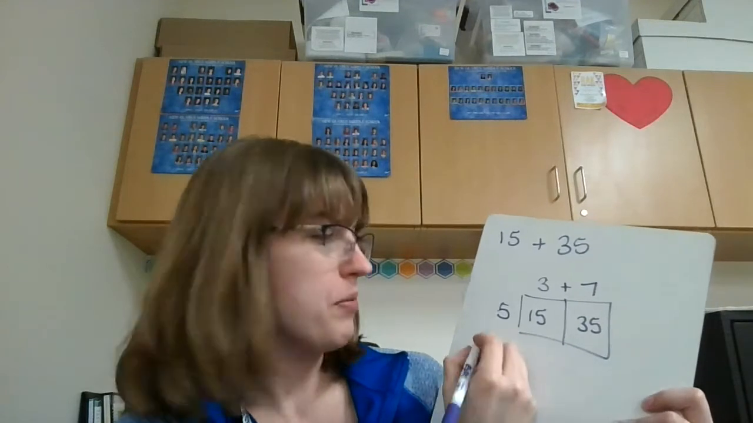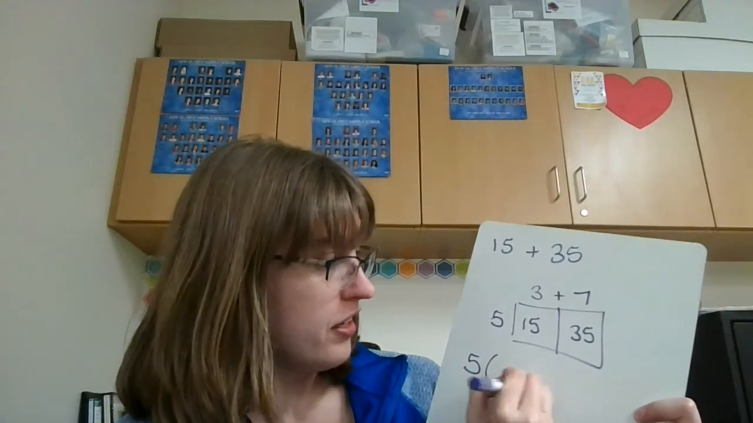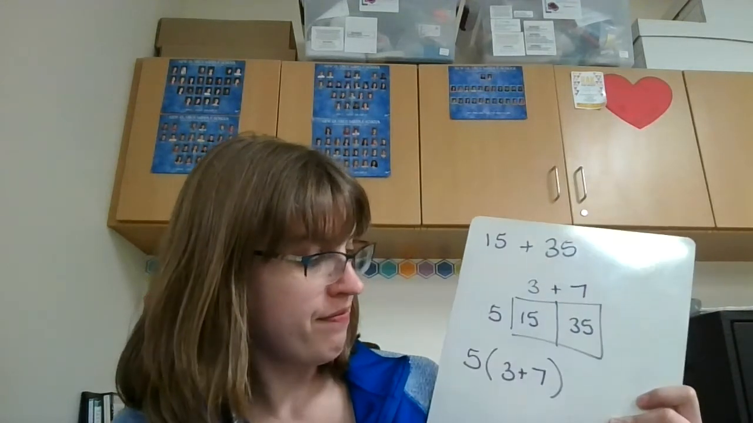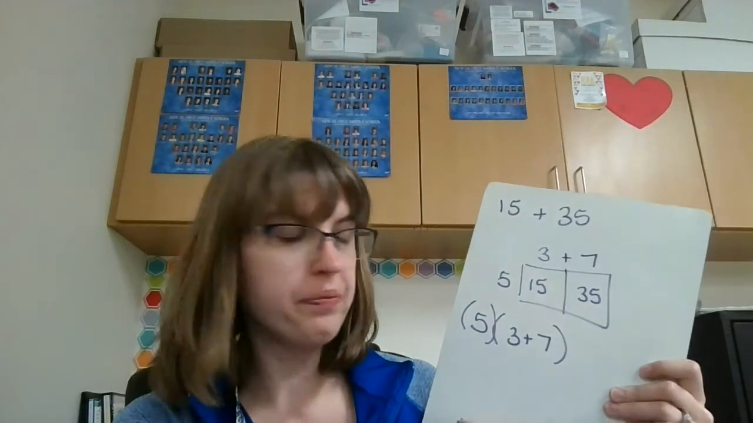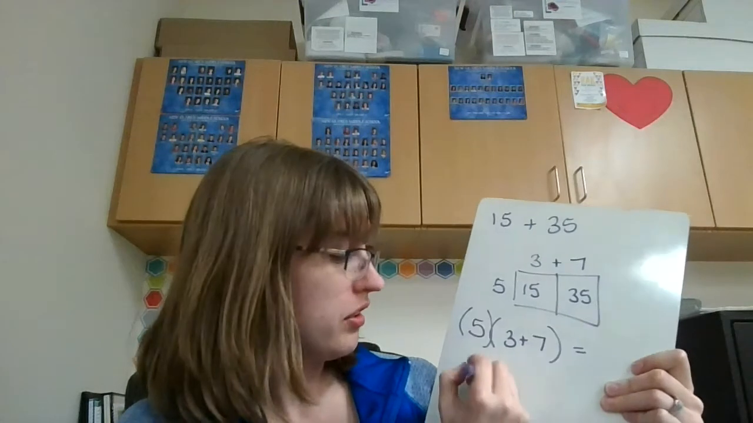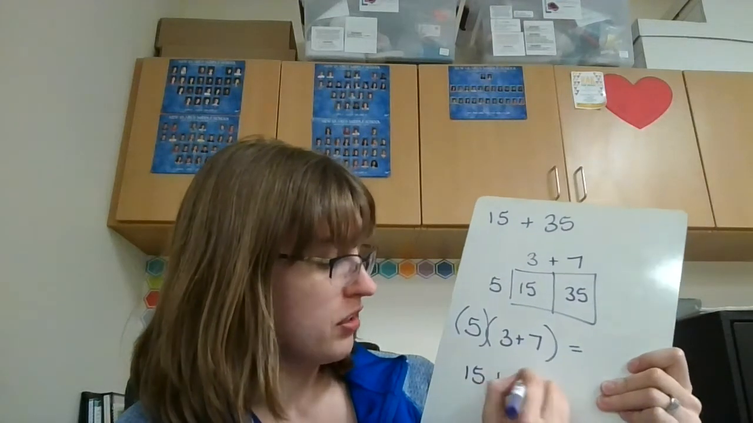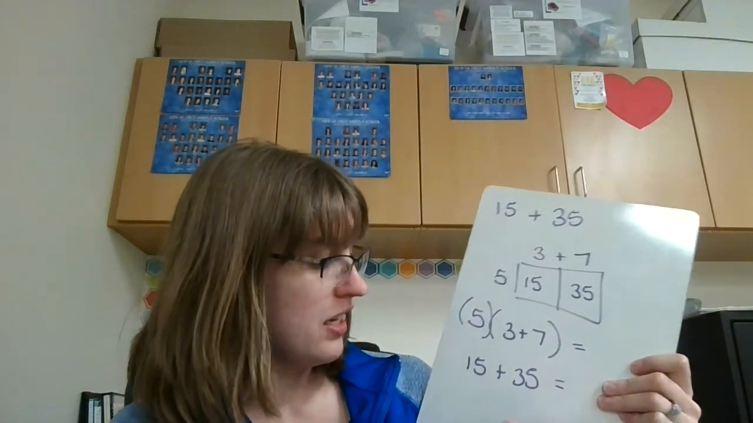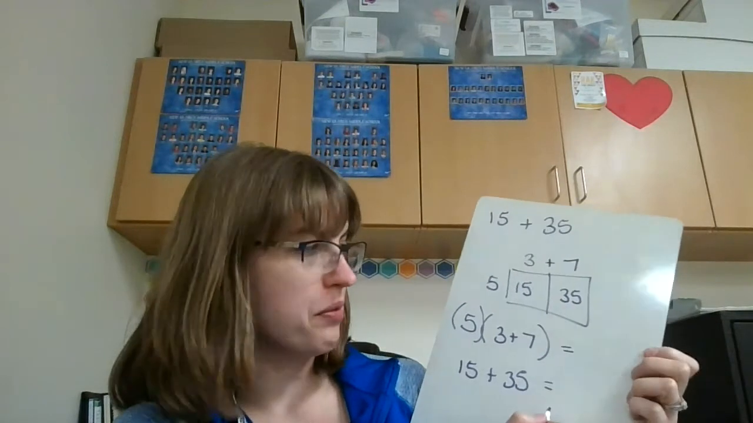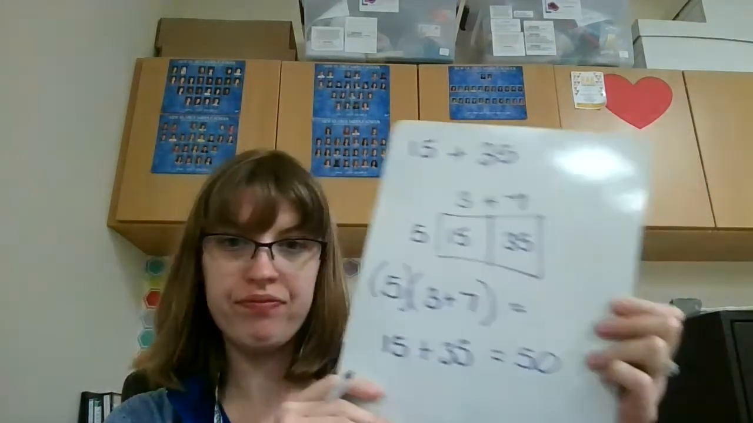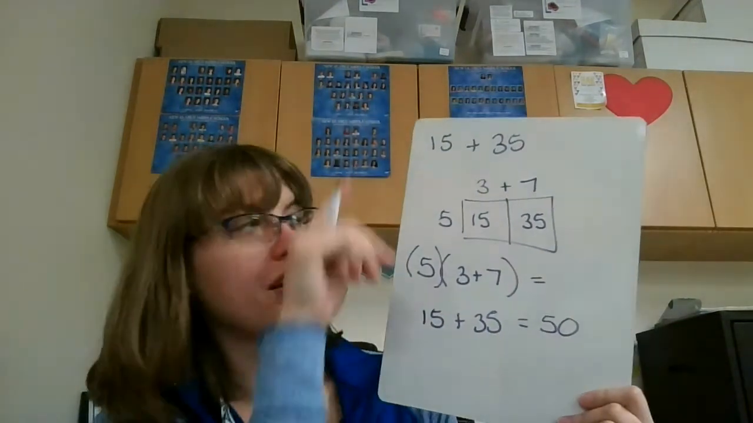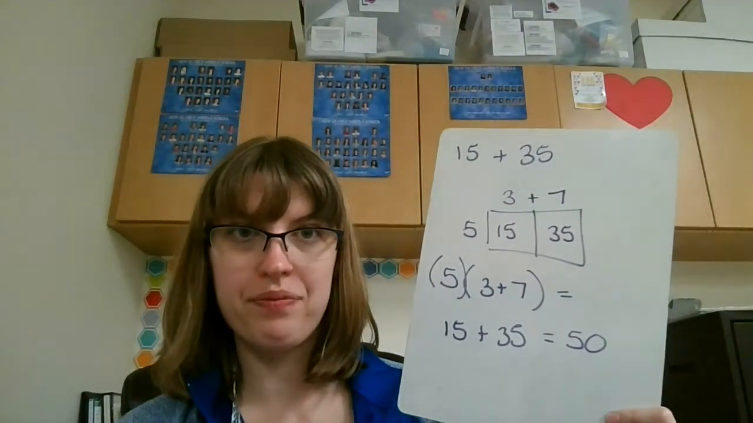So now I'll write my number sentence. 5 times 3 plus 7. And you can put this in parentheses too if you want, so it looks more normal. Equals the 15 plus 35 equals, I just ran out of room. I can put it in one big sentence. Let's see, that'd be 50. Ta-da! There's your distributive property.